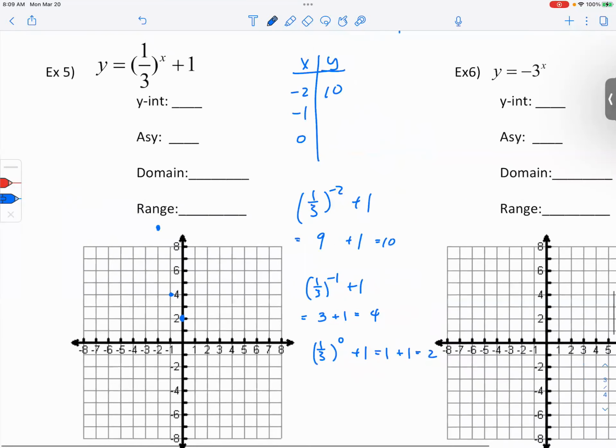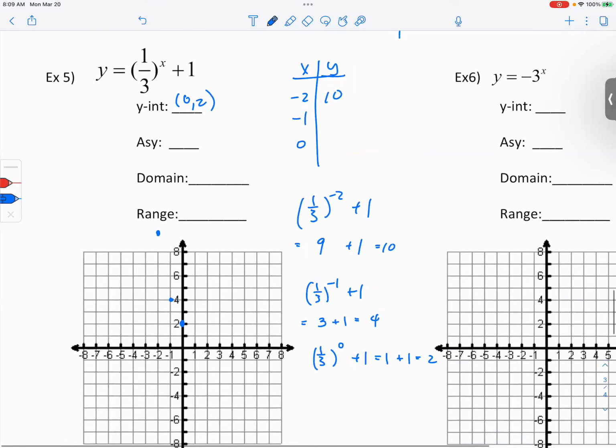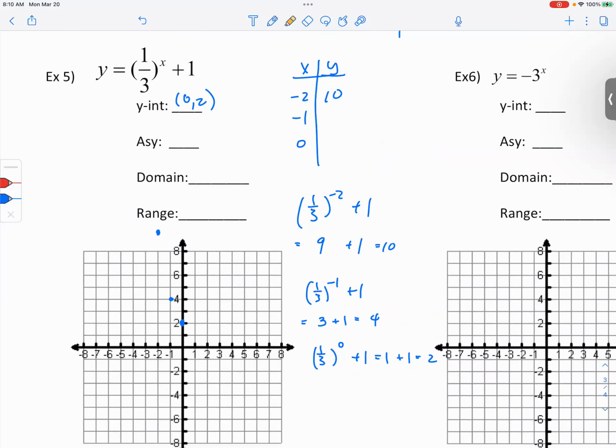All right, so let me pause a moment right here and fill in some blanks. So we do have a y-intercept at (0, 2). It didn't ask for transformations, but I think we can show our transformation right here. There's only one, which is up 1 unit. So therefore, the horizontal asymptote is y equals 1.